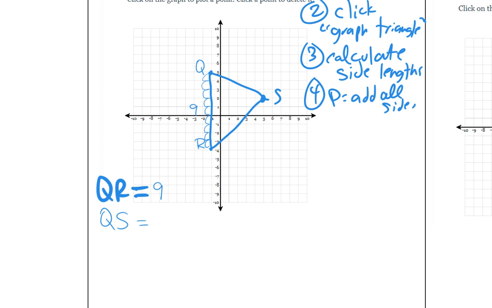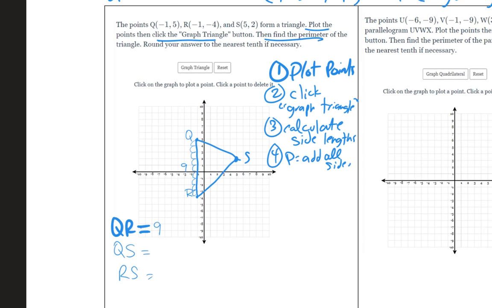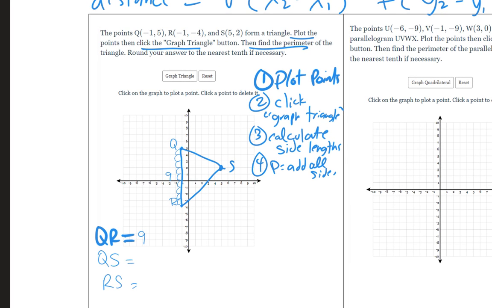And then we also need to figure out RS. Okay, so let's do those. So we've said the square root of, okay, we don't need that one, square root of, and then we're going to find that value. So let's type that in.